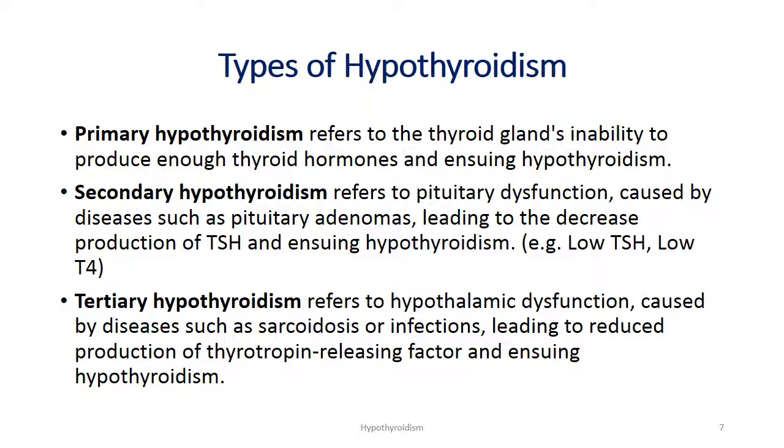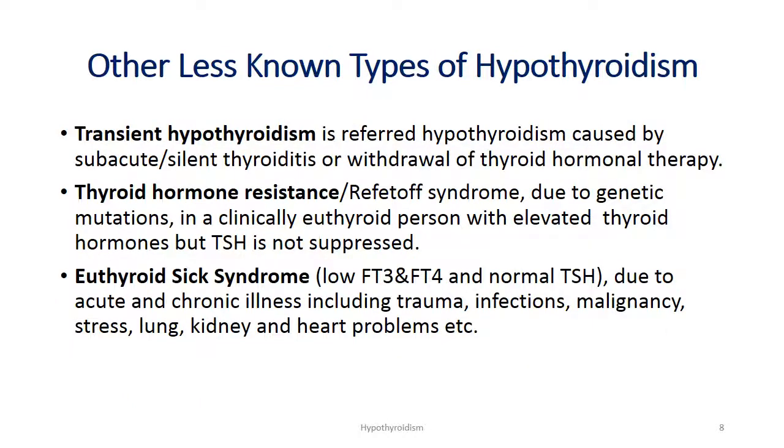Tertiary hypothyroidism refers to another master gland's dysfunction, the hypothalamus, caused by diseases such as sarcoidosis or infections. That causes reduced production of TRH and therefore ensuing hypothyroidism. There are also other lesser known types of hypothyroidism, which I will not get into the details of, including transient hypothyroidism, thyroid hormone resistance, and euthyroid sick syndrome.